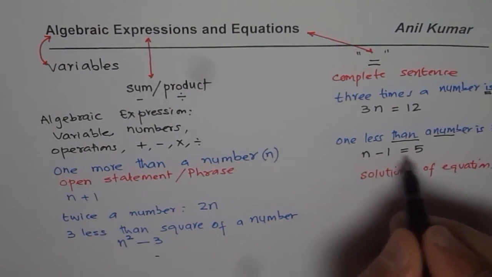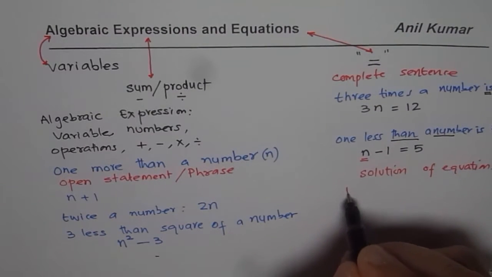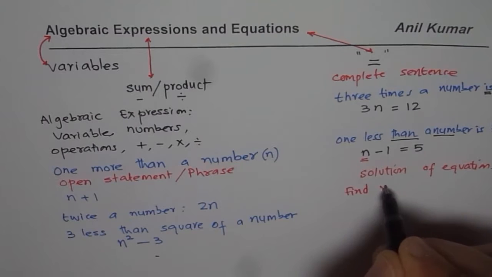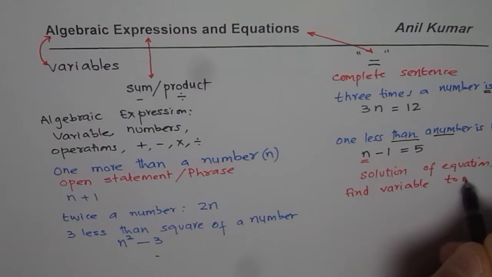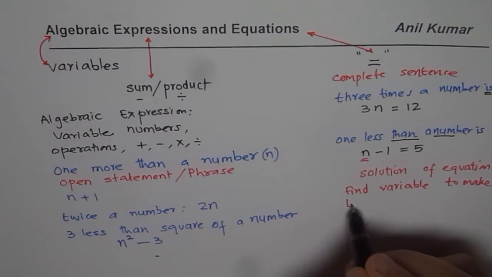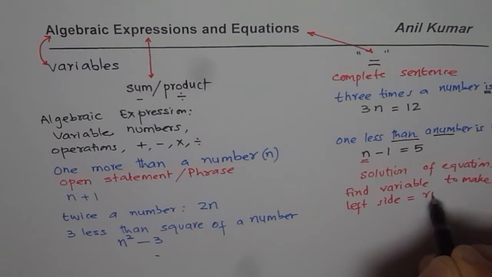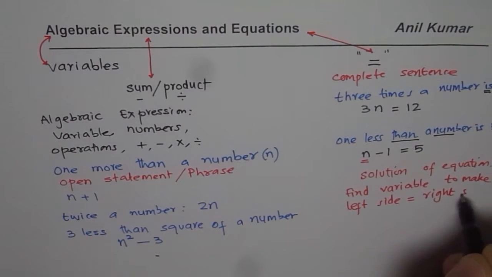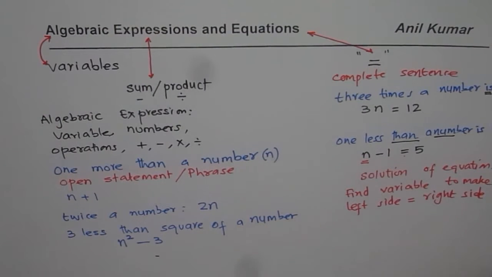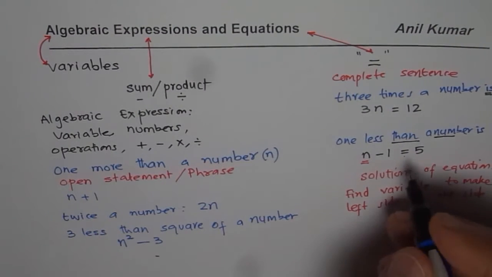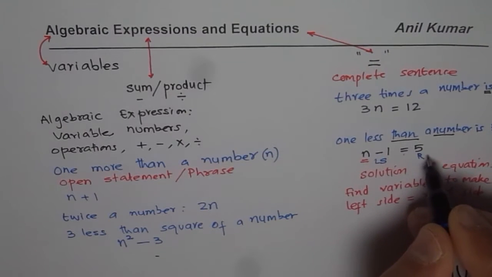Now when we say solution of an equation, we find the value of the variable. That means find the variable to make the left side equal to the right side. Now what are the left and right sides? This is the equal to sign. The side on the left of the equal to sign, we'll call the left side, and the one on the right-hand side is the right side.